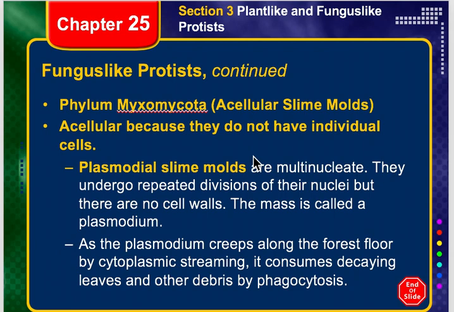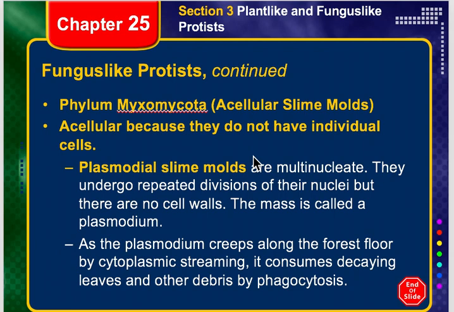So what happens with these, they're also called plasmodial slime molds because they form this mass called a plasmodium. Now what happens here is that they undergo repeated divisions of their nuclei. So their nuclei are just dividing like crazy. And so you have this massive cytoplasm with all these multiple nuclei in there, but there's not any cell walls to divide them into individual cells. So that's why they're called acellular.